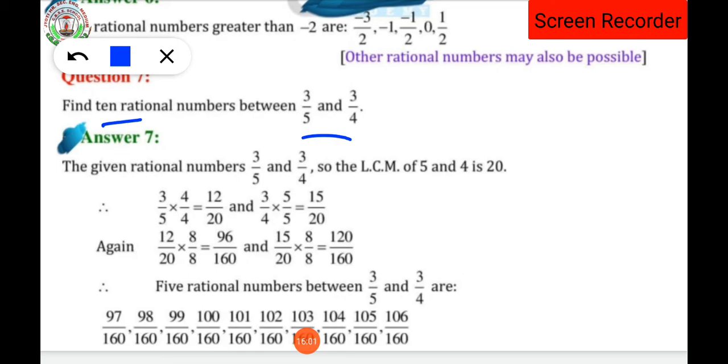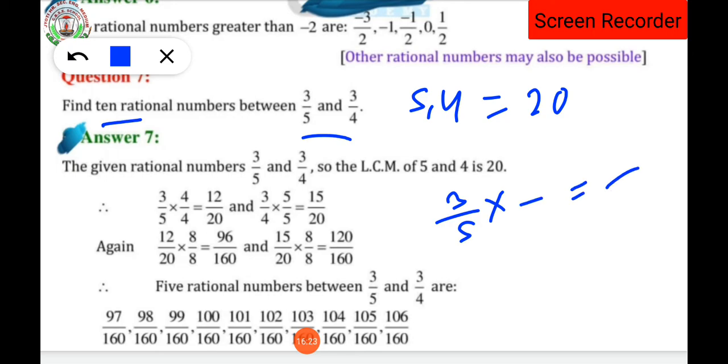So what are we going to do over here? We have to take the LCM of 5 and 4. What will be the LCM of 5 and 4? That is 20. Now, since the LCM is 20, we are going to convert 3/5. The denominator 5 will be multiplied by which number to get the LCM 20? 5 4s is 20, so that 4 will be multiplied with the numerator also. So 3 4s is 12.